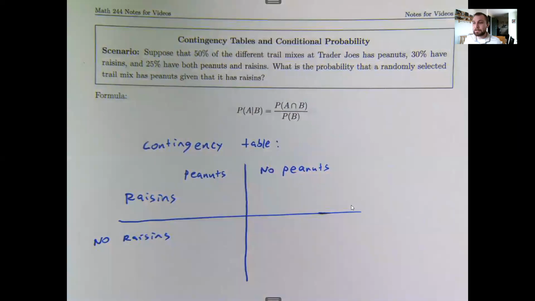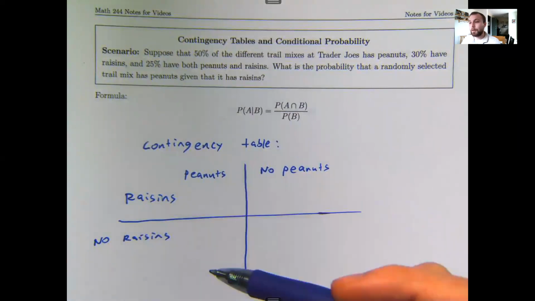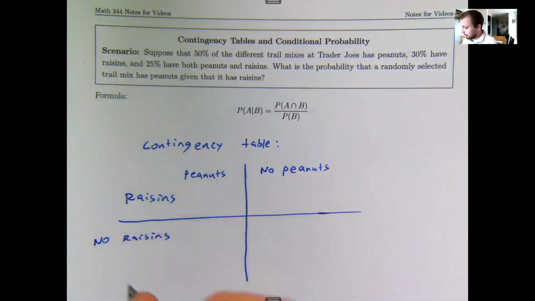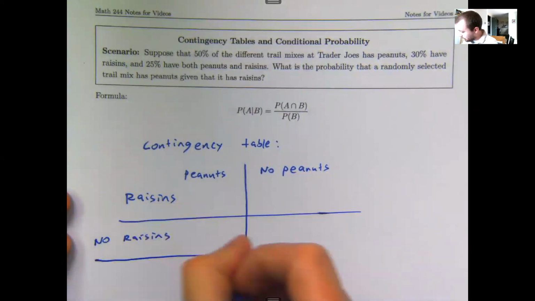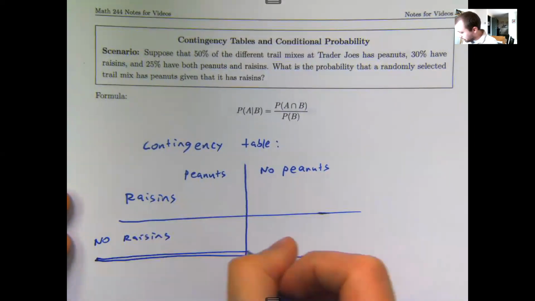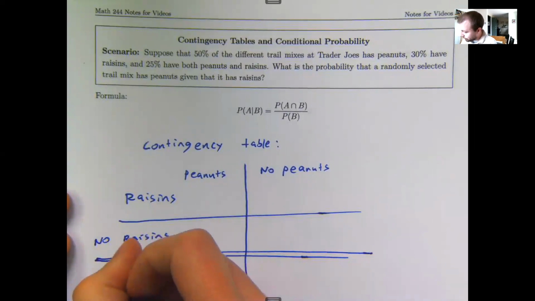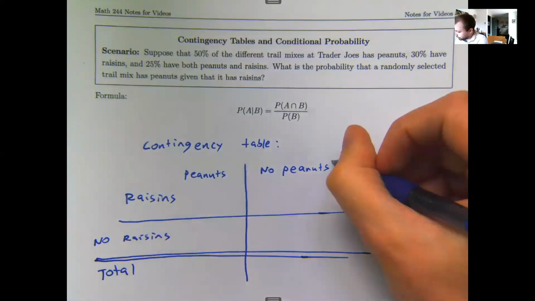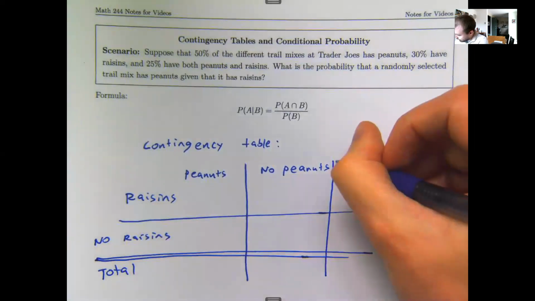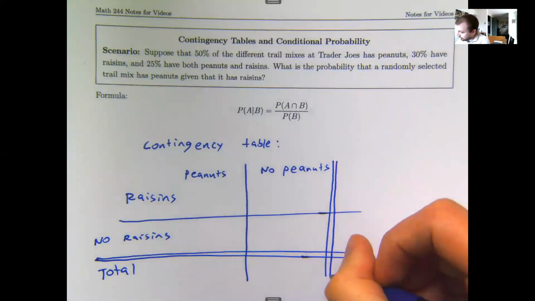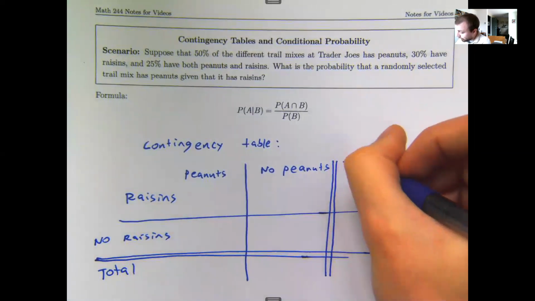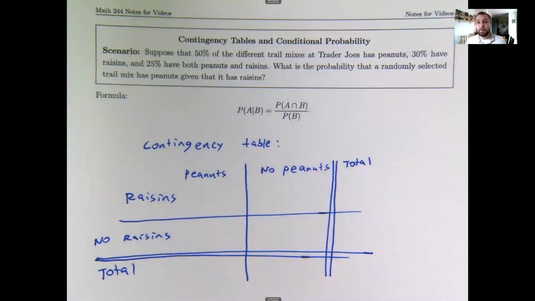Now, in this case, I just need a 2x2 grid, but if there were like 30 different types of raisins, it's possible that I could have more than 2 columns or more than 2 rows. And on the outside, I like to put 2 lines to remind myself of what's going on. This looks like a big equal sign. I'm supposed to put the totals on the outside of my grid. These contingency tables are also sometimes called two-way tables. They do a nice job of keeping track of everything that could possibly happen.